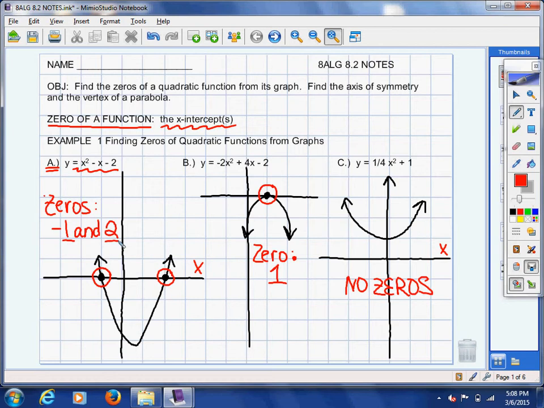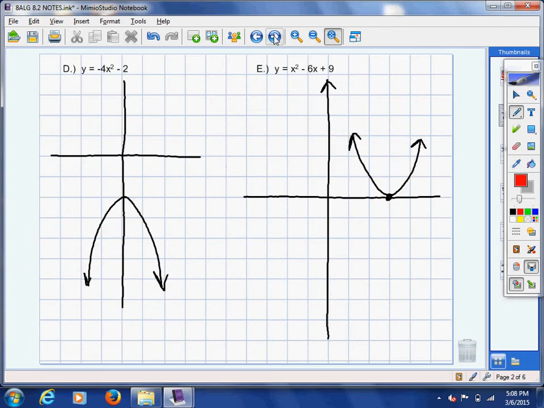Okay? Now on the next page, I'm going to leave these for extra credit. I'm going to give +1 for each. And I want you to identify the zero or zeros of these functions. If you have questions, write them down and let's talk about them in class tomorrow.